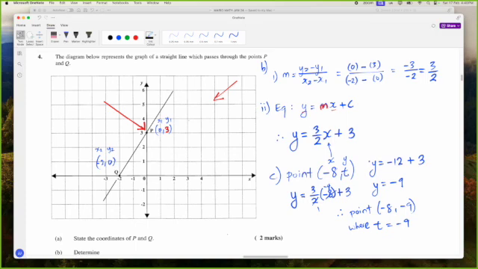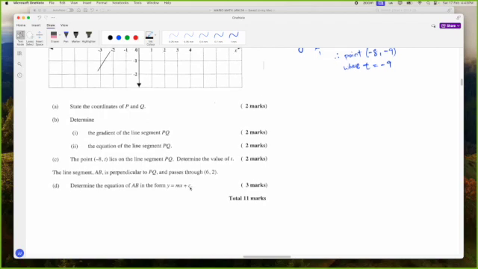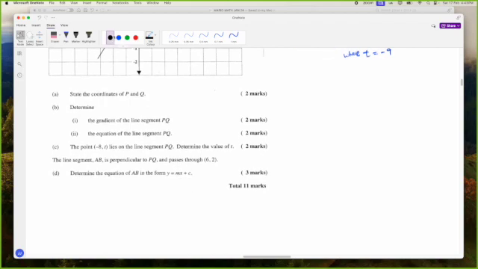Part D is the line segment AB is perpendicular to PQ and passes through the point. They call perpendicular, so you know we got how to get a gradient. And then they're giving me a point, so you know we got how to get the equation. Right? Determine the equation of AB.